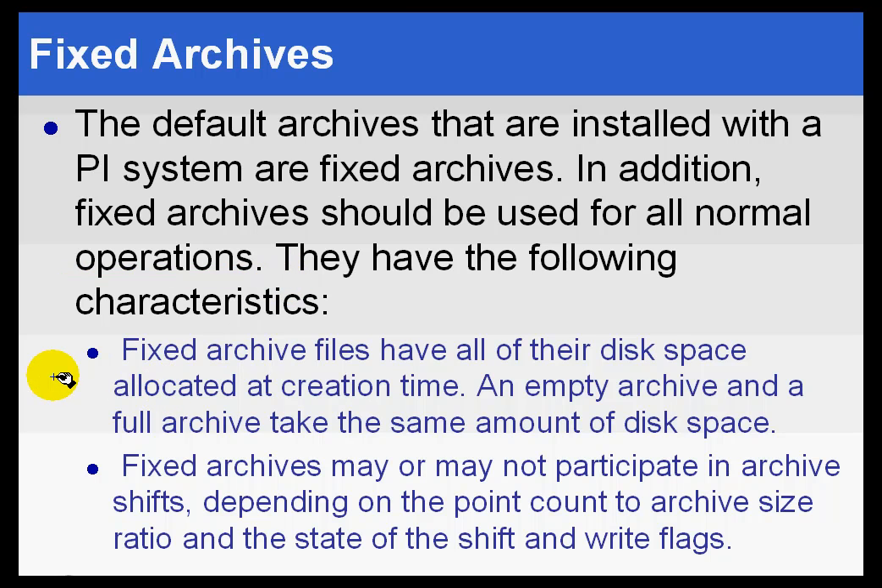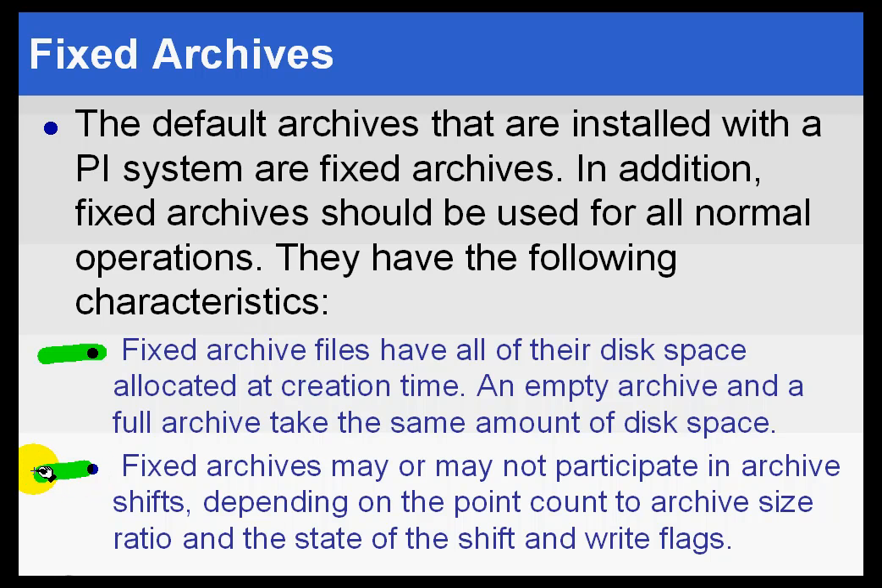Well, it's something that has all of its disk space allocated at the creation time. If it's a 100 megabyte archive, we actually create a 100 megabyte file and fill it with zeros. So as it fills, it's not going to consume any more disk space. So that's a fixed archive. It's going to have, as I said, the primaries, and then a certain amount of empty 1K records.